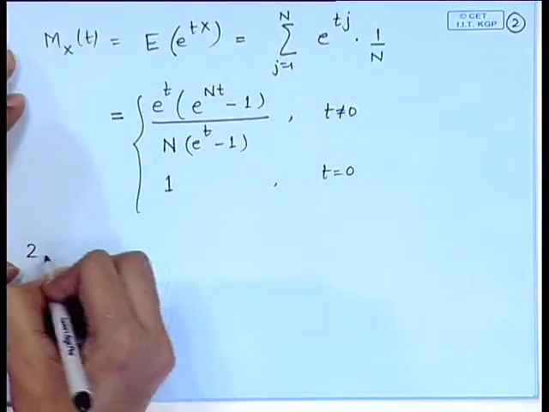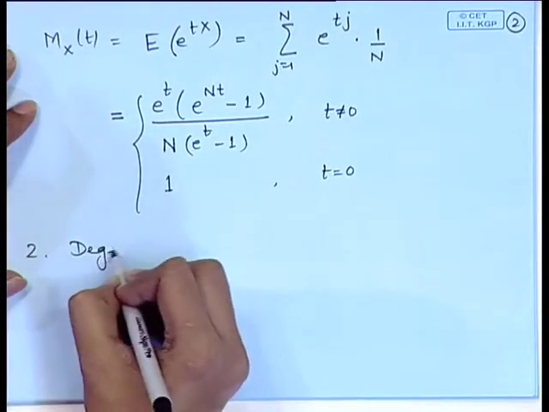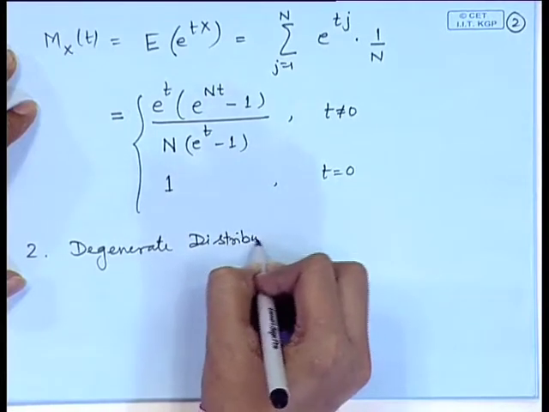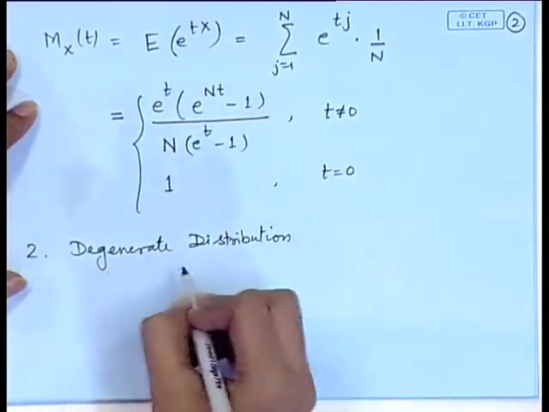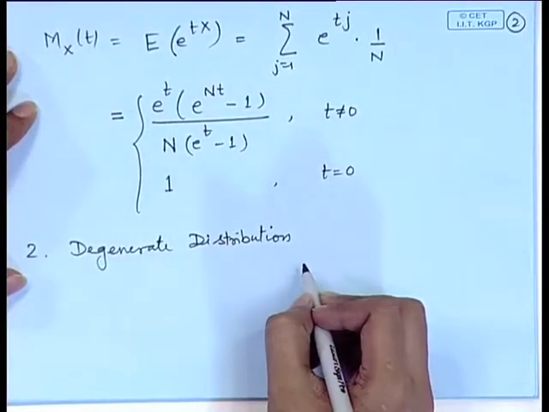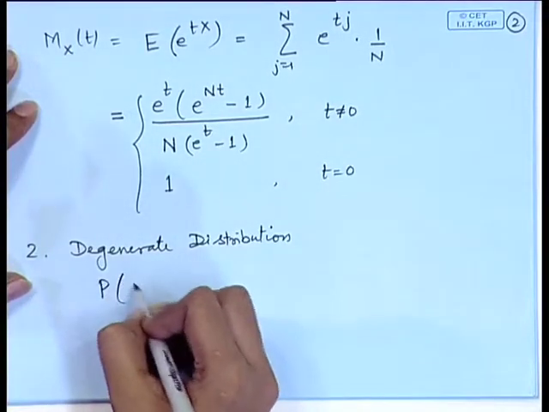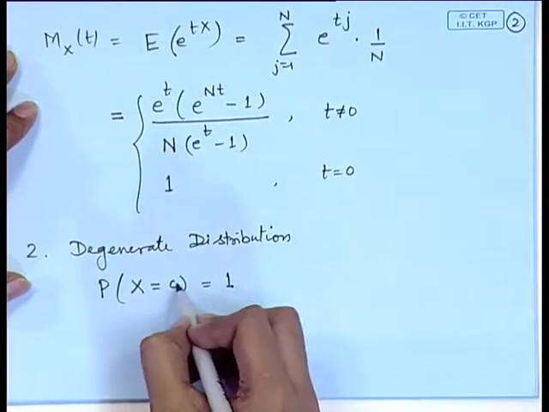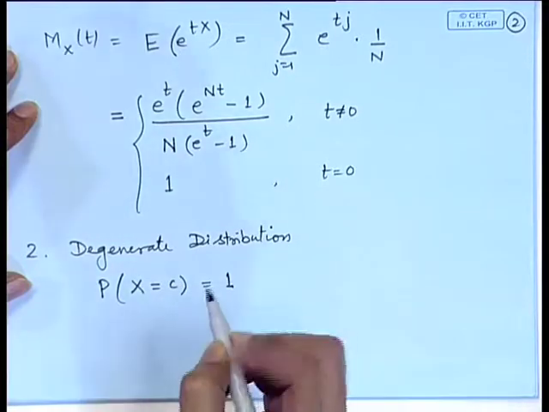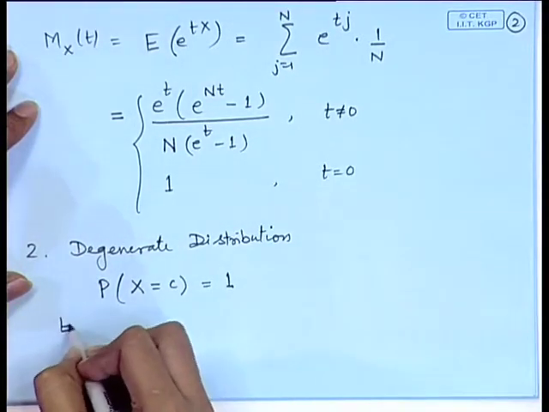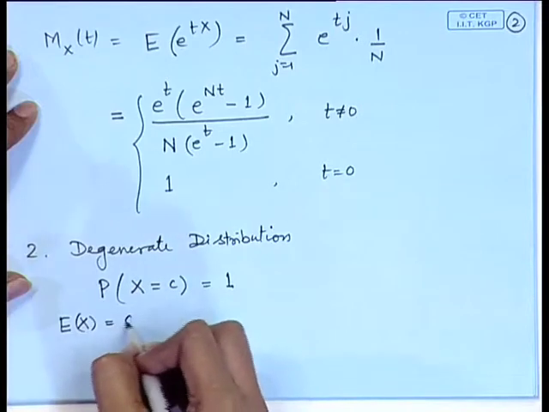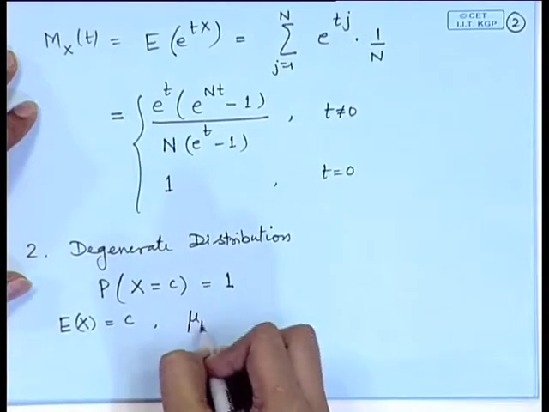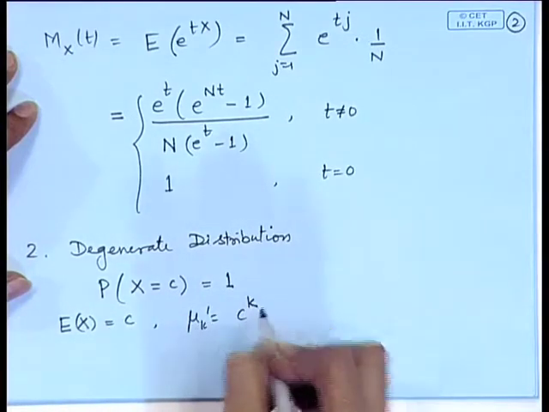Another trivial kind of distribution is the degenerate distribution. The degenerate distribution arises when we are sure about a particular event to occur. So, probability x is equal to c is equal to 1. That means, the random variable takes only one value with probability 1. Therefore, expectation will be c, and moment of any particular order can also be calculated. For example, mu k prime will be equal to c to the power k.